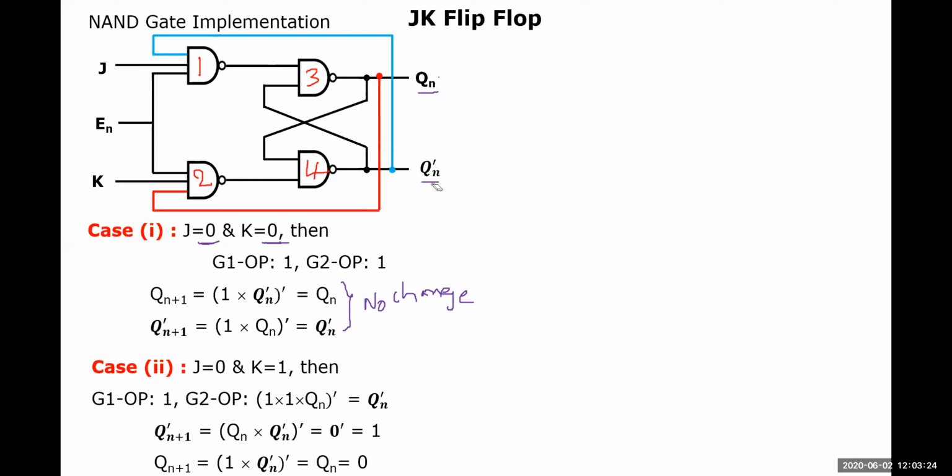Okay. Next, case number 3. Case 3 will be, you just take it into consideration something like this. J equal to 1, so here it is 1, and K equal to 0. At K equal to 0, obviously without hesitation, we would like to consider the output of gate 2 to be equal to 1 here. Without hesitation, we will consider it as 1.